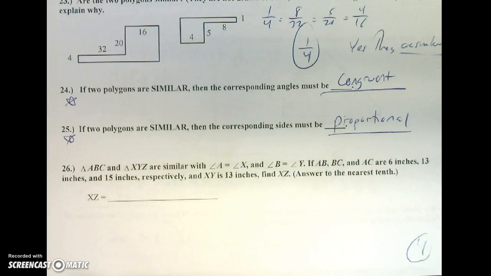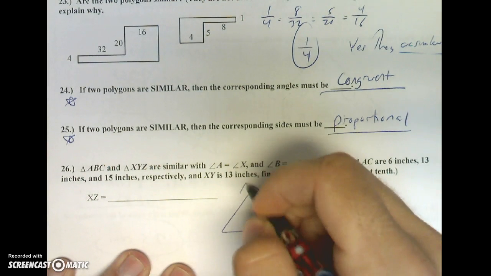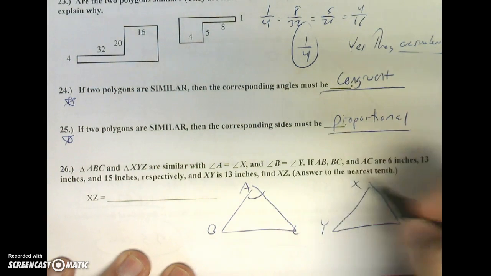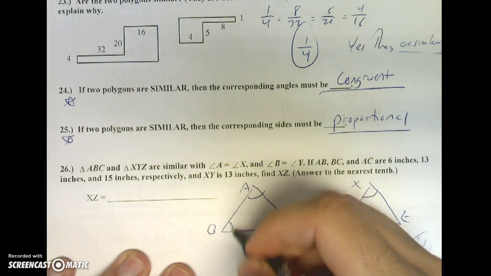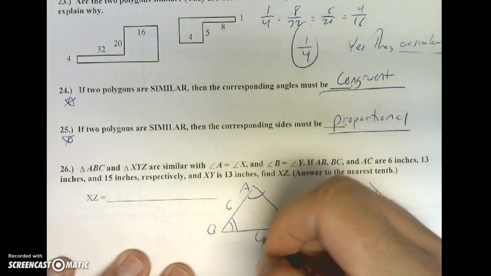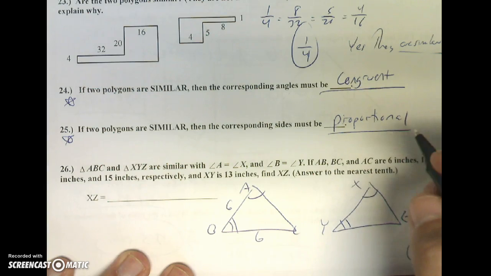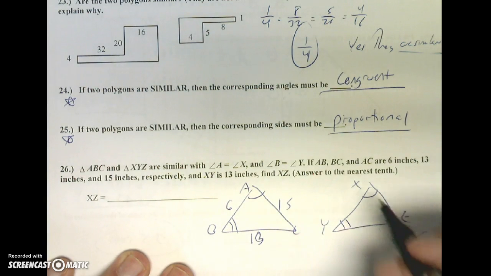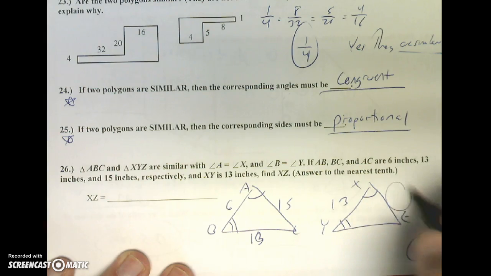Wonderful. 26. If triangle ABC and triangle XYZ are similar with angle A equal to angle X, let's just go ahead and draw this out because it's definitely going to help us. So A and X, B and Y. If AB is 6 inches, BC is 6 inches, and AC is 13, 15, my bad. And XY is 13, find XZ, which is over here.